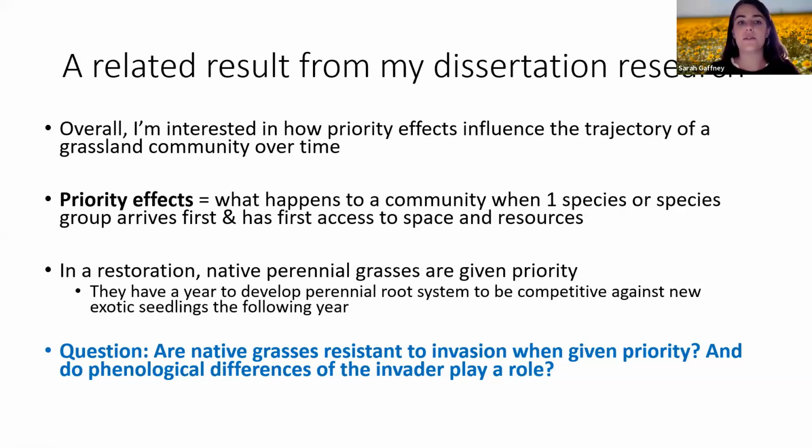That relates to restoration, because in restoration, we are trying to remove the exotic seed bank. So we do weed control, and then we seed our native grasses. We're basically giving them priority over that space for a year. So they have a year to develop their root system before the exotic seedlings come in that following year. One of the main questions of my research is: are native grasses resistant to invasion when they're given first go in that space? And do the phenological differences of our noxious weed group and our naturalized exotic group play a role at all?